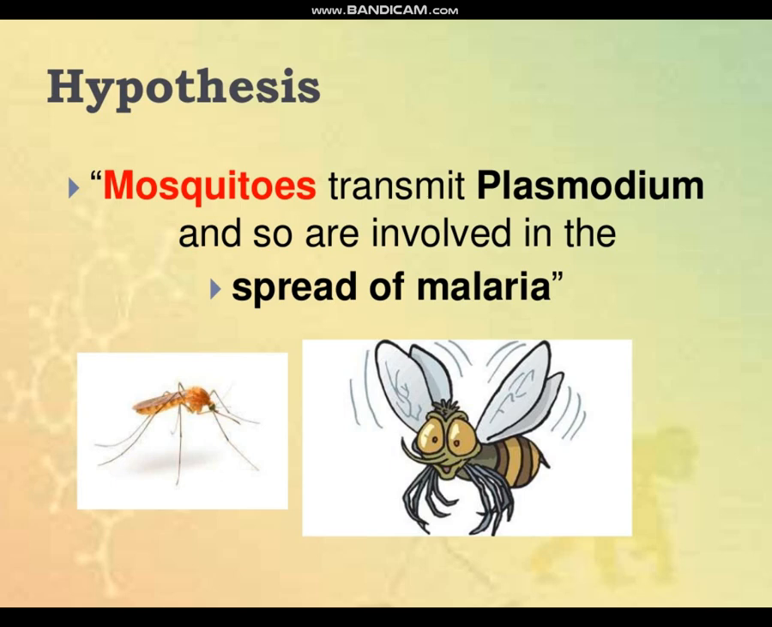I want to clear one more thing, that plasmodium is a type of protozoan. You must have studied protozoans in class 8. So plasmodium is a protozoan that is found in the mouth parts of the mosquito, and through biting, mosquitoes transmit plasmodium into the blood of other living organisms.